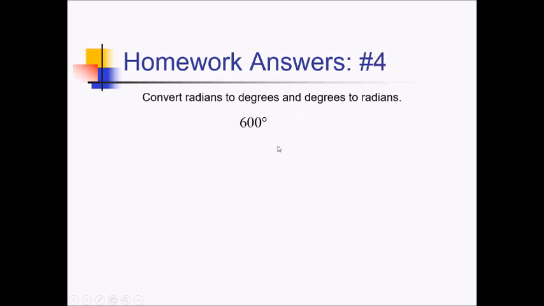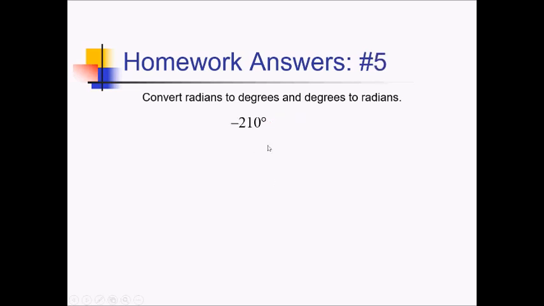For this problem, trying to convert 600 degrees into radians, let me multiply this by pi over 180. And now, when I'm reducing, these are definitely both reducible by 60. So let me see here. That would give me 10 pi over 3.